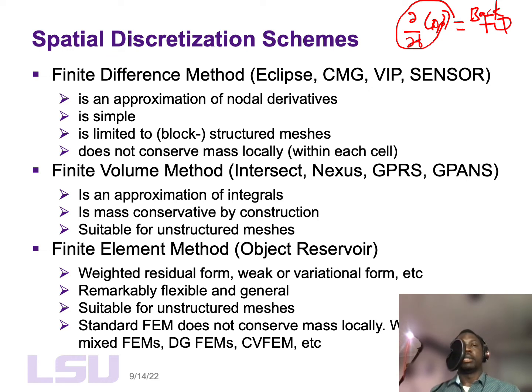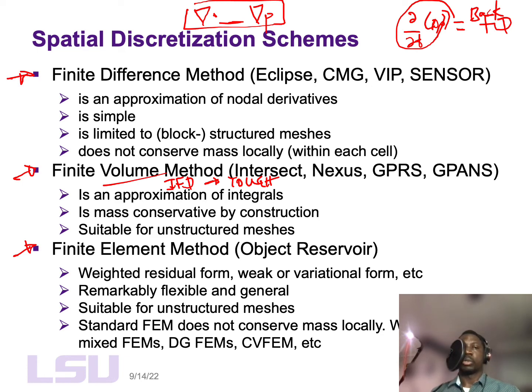But for the divergence of some constant multiplied by grad p, which is the second order derivative, you have these 3 options among others: finite difference, finite volume, finite element method. Finite volume method is sometimes referred to as the integrated finite difference method. That's the terminology used in TOUGH, but it's exactly the same as the finite volume method, which we will be talking about in this course.